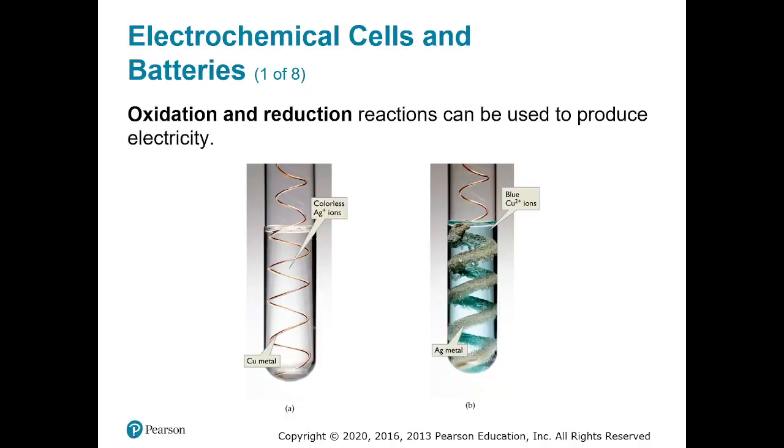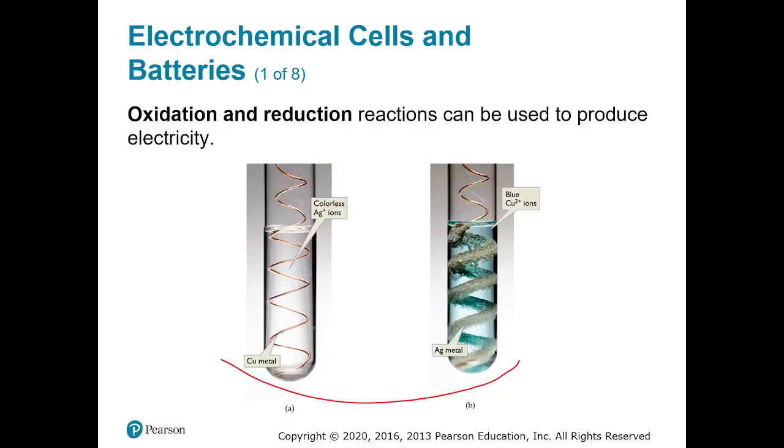So right here we actually have the beginnings of what we're going to talk about in terms of electrochemical cells and batteries. So we have oxidation reduction reactions. These can produce electricity. This is an example of an oxidation reduction reaction again. This one is not specifically for an electrochemical cell that would actually produce energy, but we'll get into those in just a bit. This one's just a really nice demonstration visually of this.